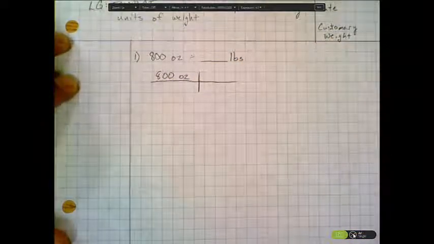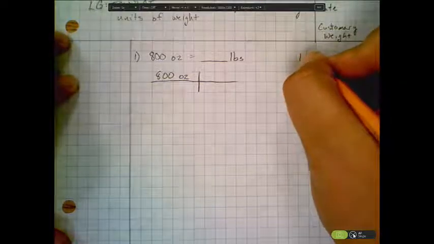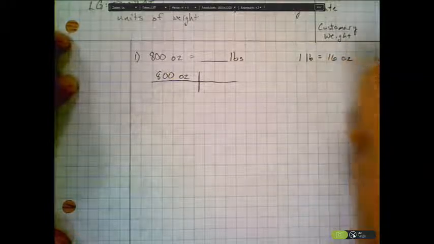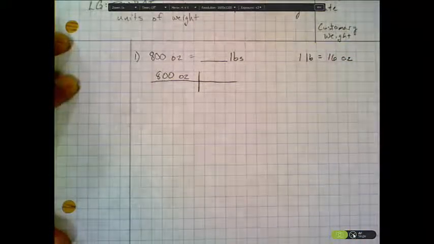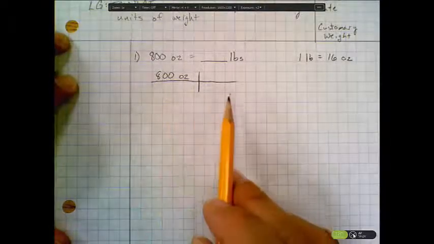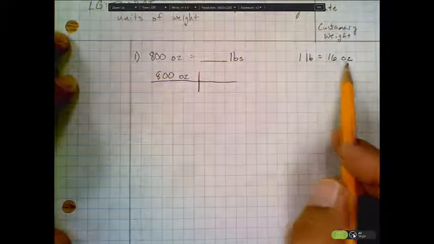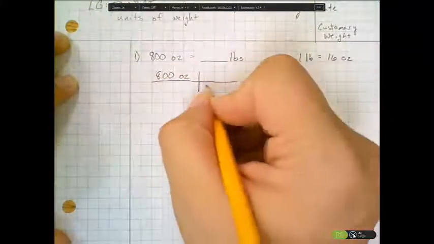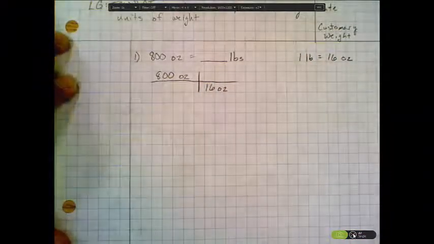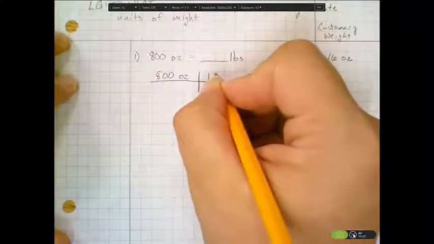And then we're going to think of what our conversion factors are. Well, we know that 1 pound is equal to 16 ounces. And so we're going to use that to convert. We have ounces on the top of the first section, so we're going to have ounces on the bottom of the second section. The number that goes with ounces is 16, so we're going to write 16 ounces on the bottom. What's left over? 1 pound. So 1 pound goes on the top.